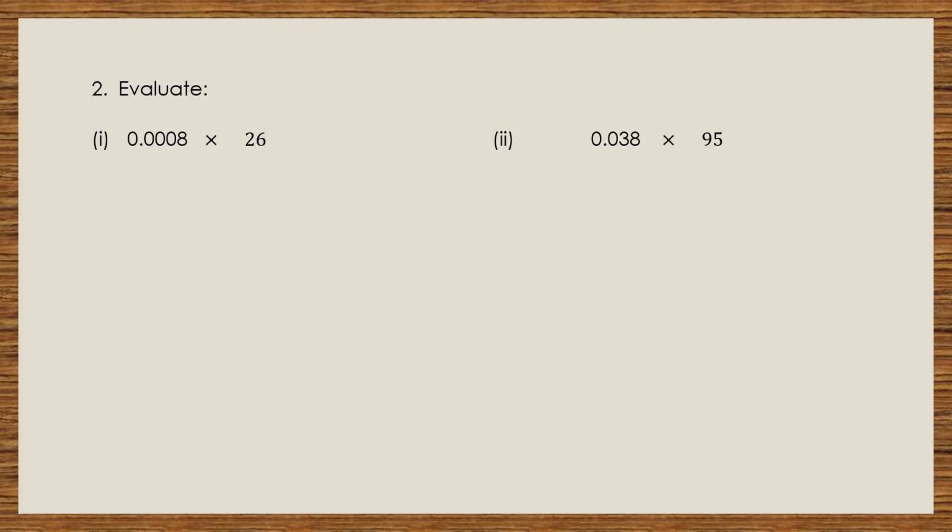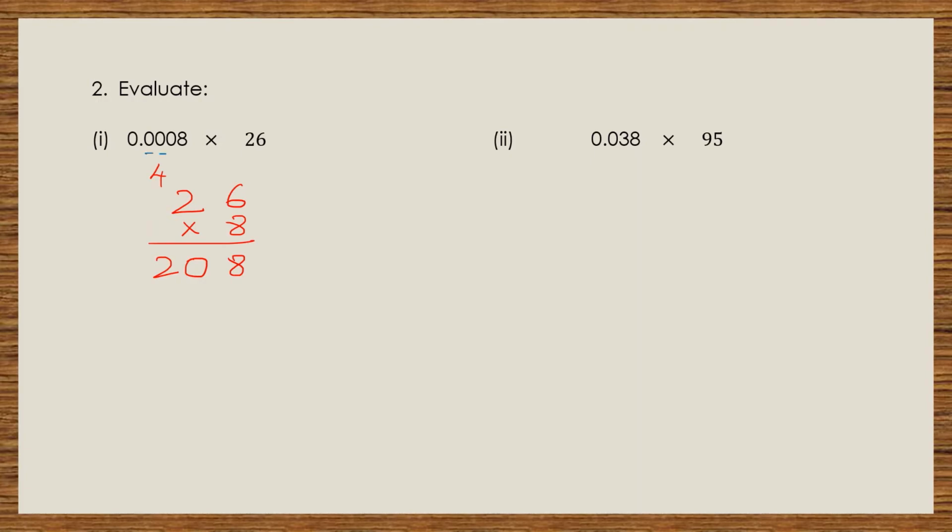Question 2, evaluate. So here we have two numbers again with decimal places for the first question and a whole number for the second one. Okay, now ignore the point. So it becomes simply 8 and the other number becomes 26. So 8 into 26 or 26 into 8 is the same. Okay, 8 6s are 48, carry 4. 8 2s are 16 plus 4, 20. So we have 208.